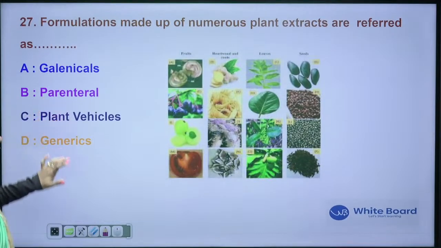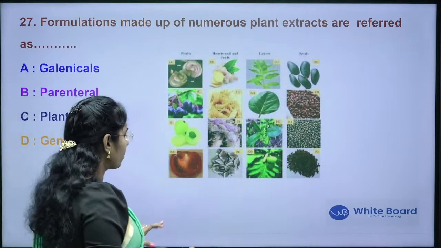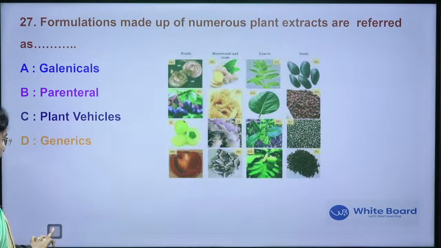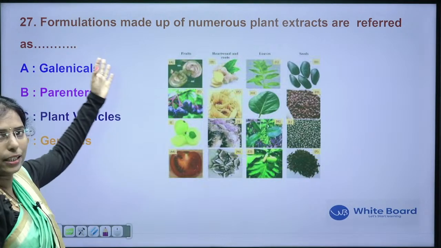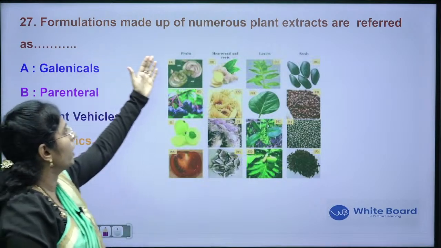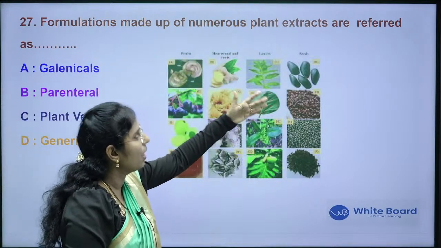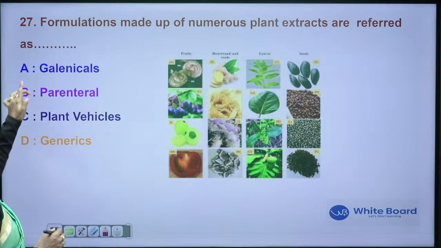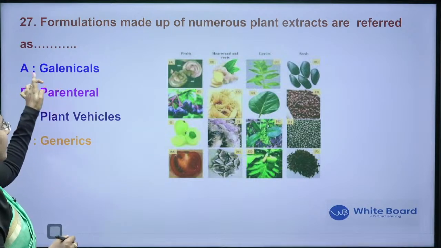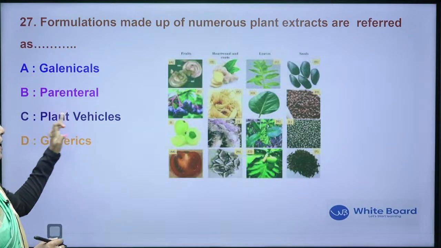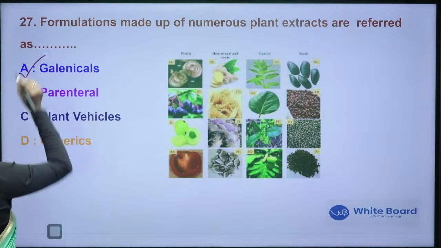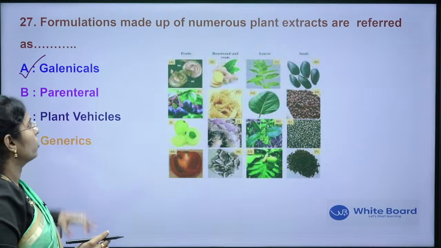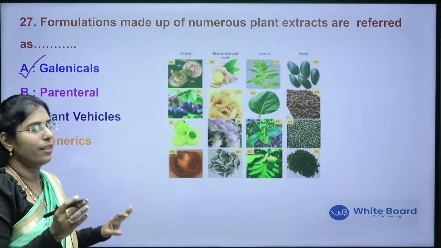Formulations made up of numerous plant extracts are referred to as. It is also a direct question. Here they have given 4 options: galenicals, parenterals, plant vehicles and generics. So, the correct answer is galenicals. Galenicals are the crude drugs which are obtained from plant and animal origin.